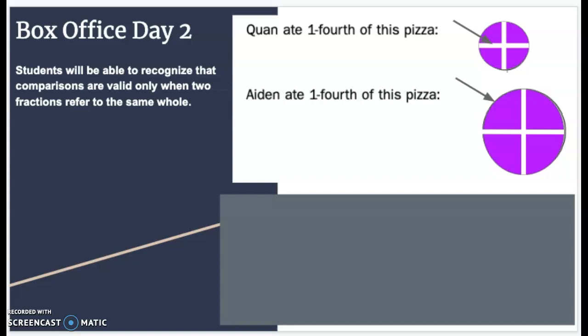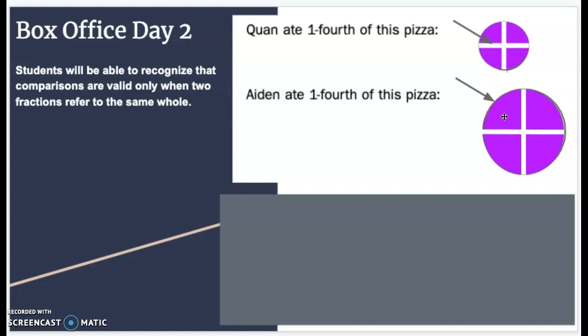So we're going to talk a little more about that in today's video, and I think you'll remember this problem from Unit 5 when we were just introducing ourselves to fractions. So here we have two pizzas. Quan ate 1/4 of this pizza and Aiden ate 1/4 of this pizza. So I broke this pizza into fourths, 4 equal pieces, and Quan ate this piece right here. Okay, now let's take a look at Aiden's pizza. I broke this into 4 equal pieces and Aiden ate this fourth of his pizza, 1/4.